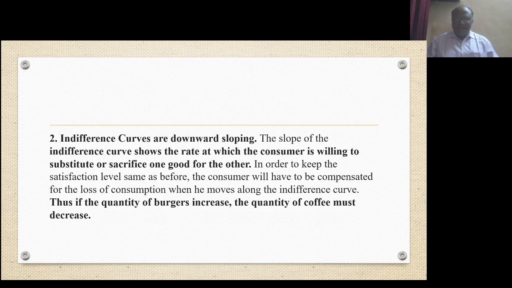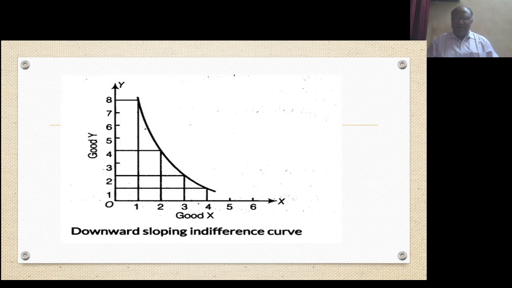Now the second property of indifference curves is that they are downward sloping. The slope of the indifference curve shows the rate at which the consumer is willing to substitute or sacrifice one good for the other. In order to keep the satisfaction level same as before, the consumer will have to be compensated for the loss of consumption when he moves along the indifference curve. Thus, if the quantity of burger increases, the quantity of coffee must decrease because the consumer is having limited income.